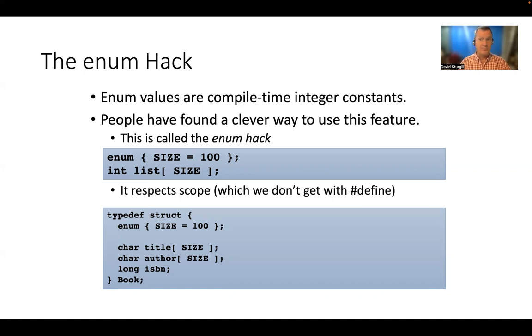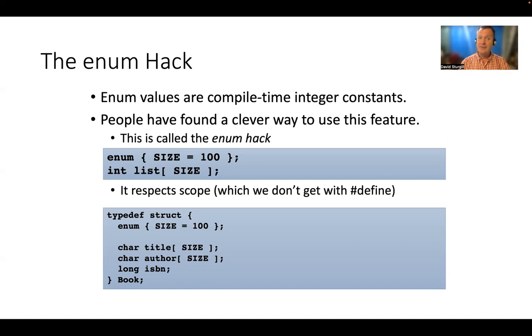And I didn't say this before, but enumerated values are considered constant expressions. They're considered compile time constants. So you can use them wherever a compile time constant is expected. You could use them as the size of a global variable. You could use them as the values on cases of a switch statement.